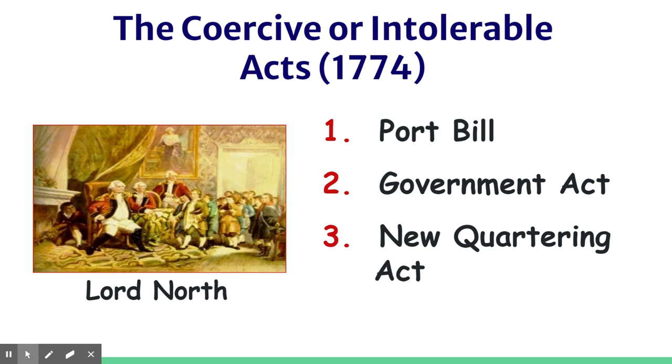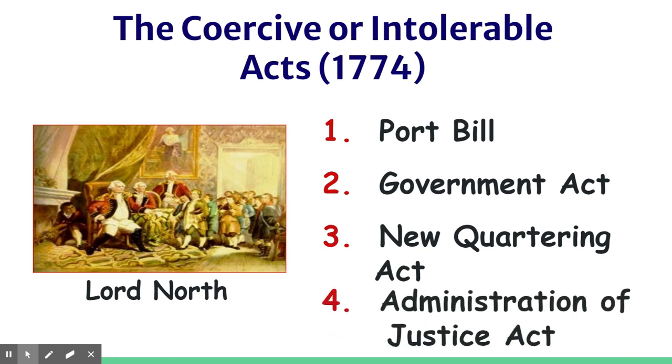What else was passed was a new Quartering Act, basically putting more restrictions on colonists, forcing them to quarter troops that are there for their safety, their benefit. They don't have a choice. They have to do it. They have to feed them. They have to give them shelter. They have to give them protection, all that. And we were talking about the Administration of Justice Act.